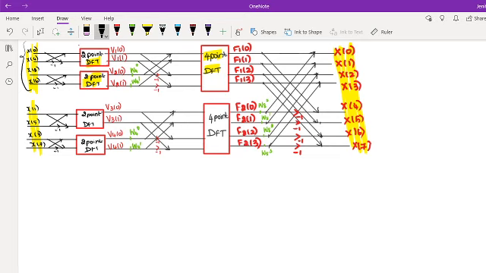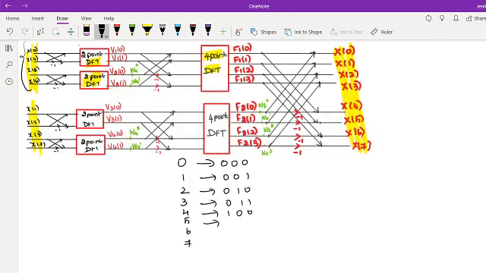Your outputs are 0, 1, 2, 3, 4, 5, 6, 7. So write the binary representation for these: 000, 001, 010, 011, 100, 101, 110, 111. Now write the bit reversed representation.